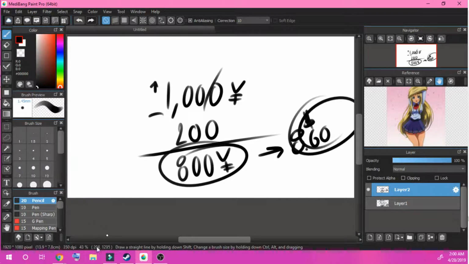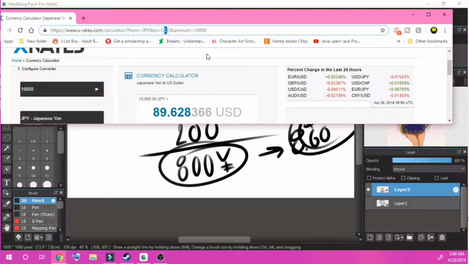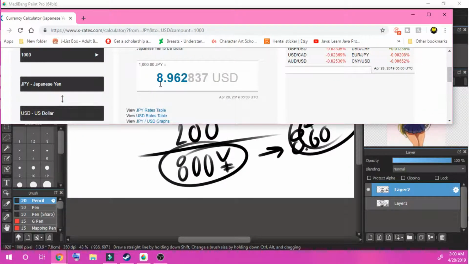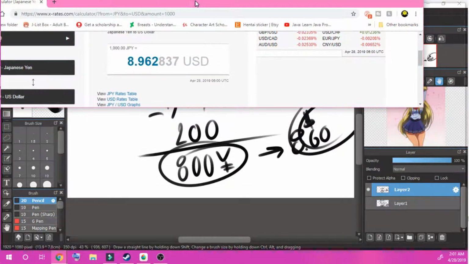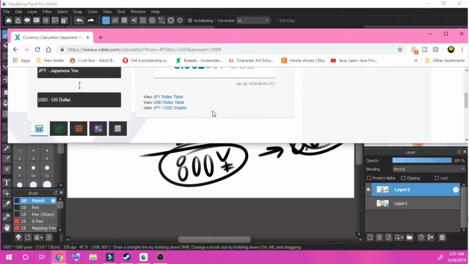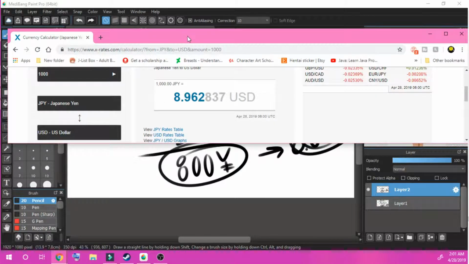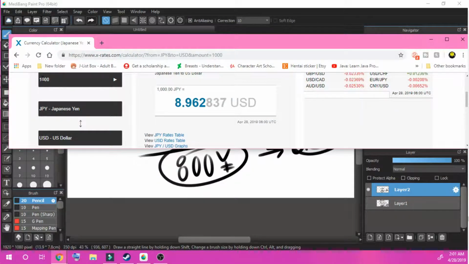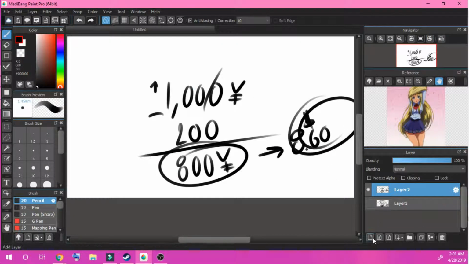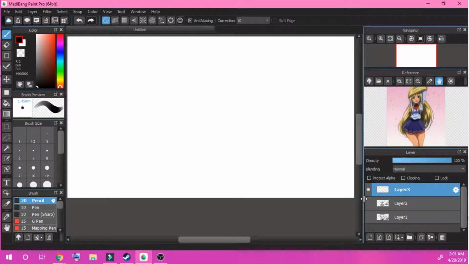So then we can go over to the calculator over here. Wanted to know how much 1,000 yen was. $8.96. Okay. And I got $8.60. So it does tend to change in the cents area. So if I go to 1,000, I'm gonna try it again with 2,000 and see where we get with that.